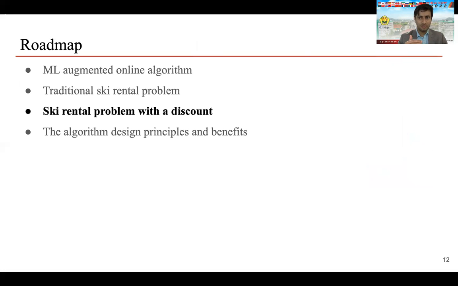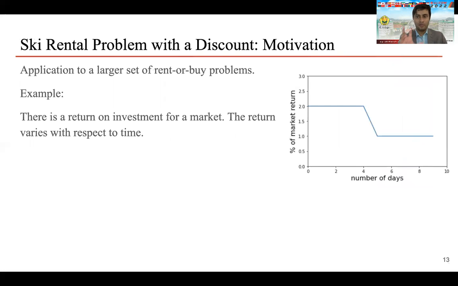Now, let me introduce the problem of this paper, which is the ski rental problem with a discount. Before that, let me talk about the motivation of designing such a problem. The motivation is simply to find application of this strategy to a larger class of rent or buy types problems.